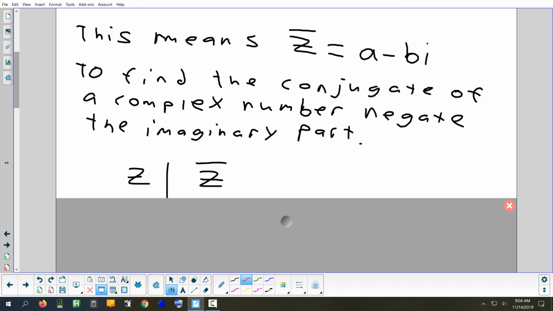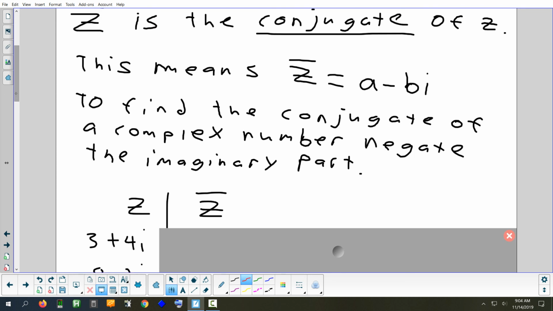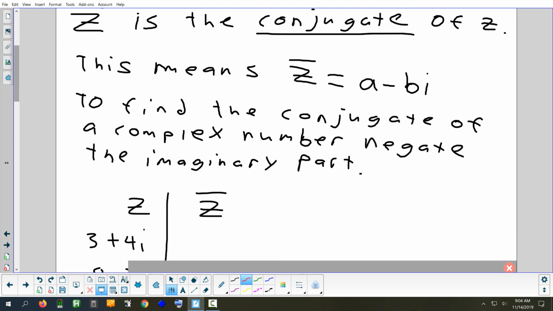Okay, so in the left column, I'm going to put a complex number, and then in the right column, I want to know the conjugate. So the first one is 3 plus 4i. What would be the conjugate of 3 plus 4i? 3 is part of it, but there's more. Yeah? 3 minus 4i. Yep.